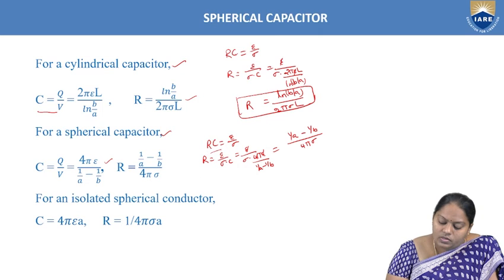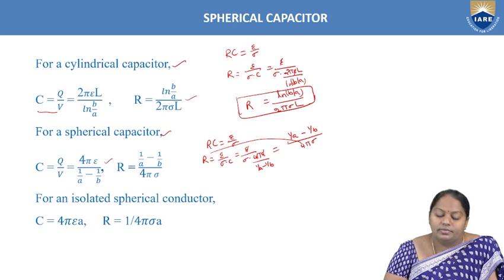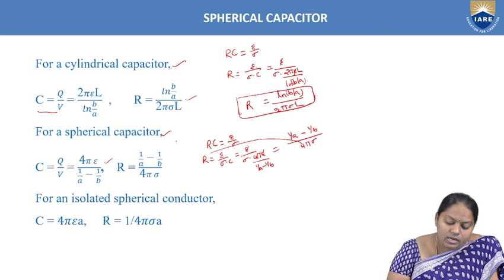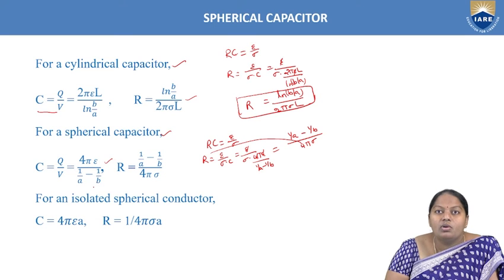Here also, if you observe, the relation between R and sigma is reciprocal, right? So for a spherical capacitor, the C value is obtained as 4 pi epsilon by (1 by A minus 1 by B). Then R becomes (1 by A minus 1 by B) by 4 pi sigma.